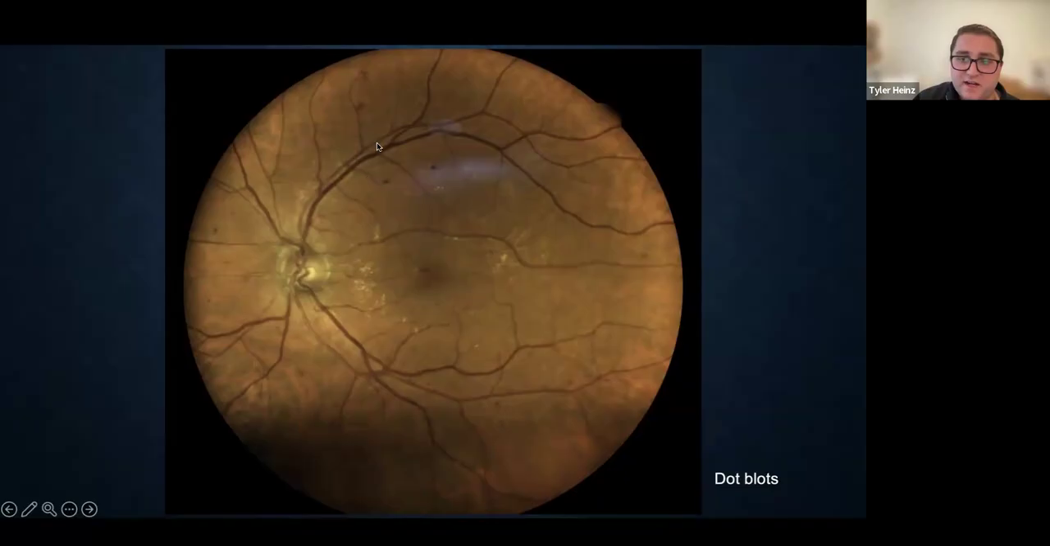Someone asked if it's the black dots. Yes, that's what we're talking about for this one, for the dot blots. So this is not as bright red of a picture. It just depends on the machine and what machine's taking the picture. So you can see even our vessels here are a little more brown, so our dot blots are a little more brown slash black. But yes, these little dot areas all over the retina, these are our dot blots.